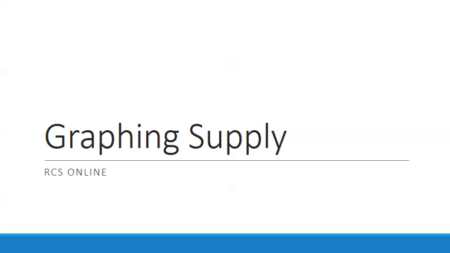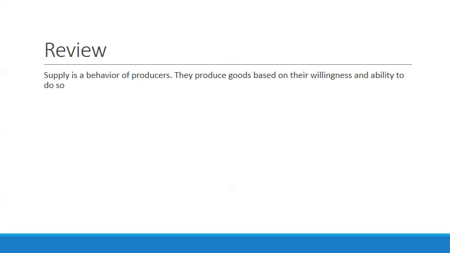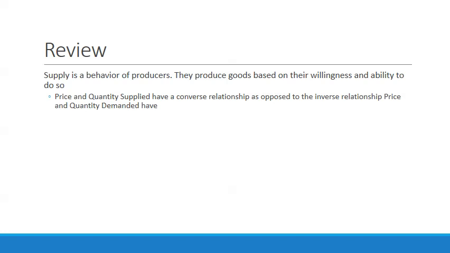So in this lesson, we're going to be looking at graphing supply based off what we just learned about the changes in quantity supplied and changes in supply. So to review, remember supply is a behavior of producers. They produce goods based on their willingness and ability to do so. So price and quantity supplied have a converse relationship as opposed to the inverse relationship price and quantity demanded have.